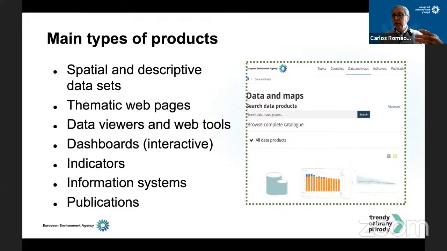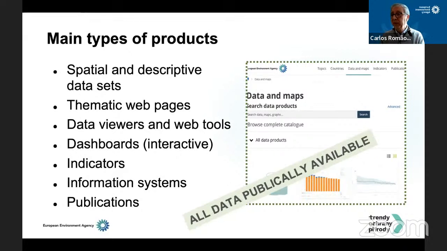We also have systems that show the indicators, information systems, and of course, publications in terms of reports or briefings that we regularly make available. And of course, all this information is publicly available. Anybody can download data sets and use them. Of course, for instance for the Birds and the Habitats Directive, any sensitive information about the location of particular species is not in the public databases, but this has to be flagged by the countries when they do the reporting, to indicate which data is sensitive and should not be made publicly available.